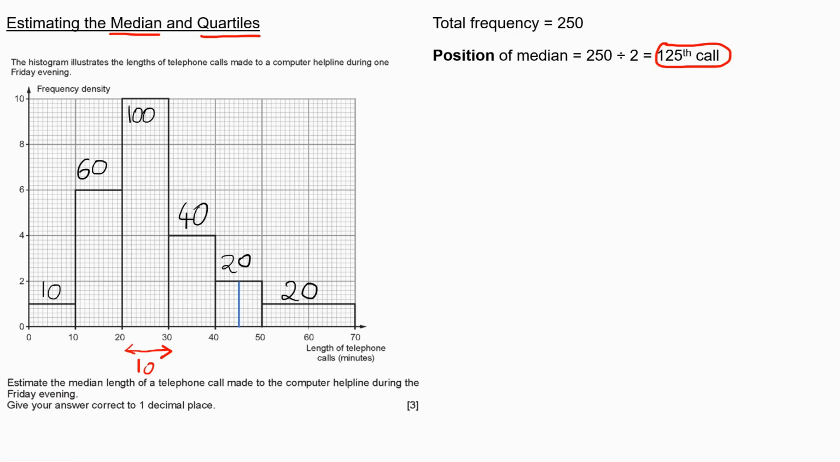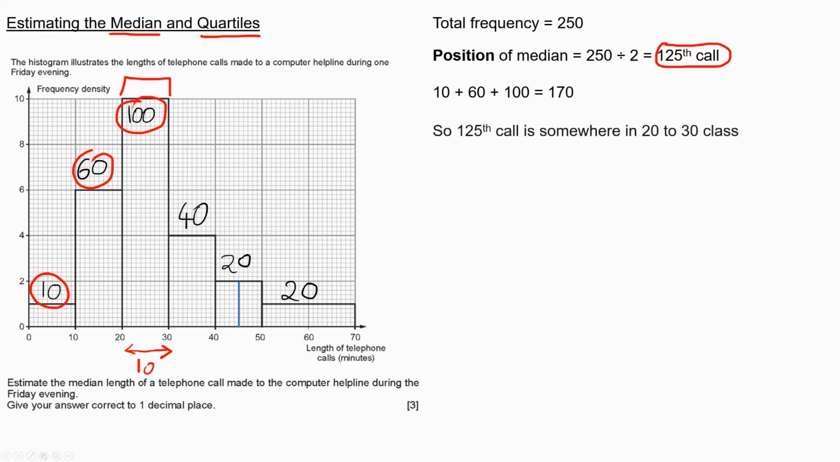What we need to do now is work out which bar this belongs in. Well, we know the first 10 calls are between 0 and 10 minutes, then the first 70 are between 0 and 20, and then the first 170 are between 0 and 30. But because the first 70 were only between 0 and 20, we can see that the 125th call needs to be in the bar 20 to 30. You basically keep adding cumulative frequency until we are greater than the position of the median. So the 125th call is somewhere in the 20 to 30 minutes class.